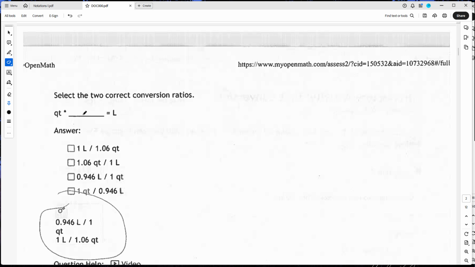So in this one here, when you multiply, we want quarts to cancel out. So our answer is going to have quarts in the bottom, so it cancels out. This has quarts in the bottom, and this one has quarts in the bottom. And our answer here, answer there.